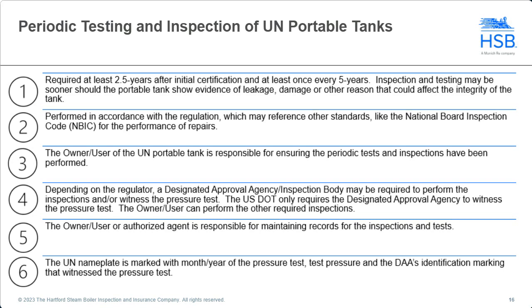As shown in the previous slide, the UN plate is marked with the month and year of the pressure test, the test pressure, and the designated approval agency identification marking that witnessed the pressure test. So usually, the authorized agent that's conducting the test, and we're witnessing it, will stamp that information on there, including our identification number.